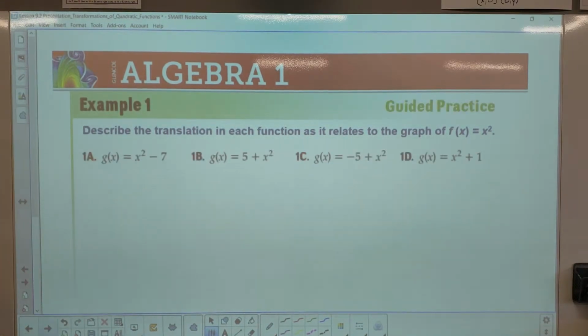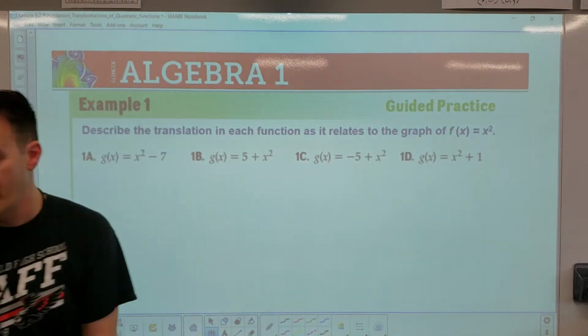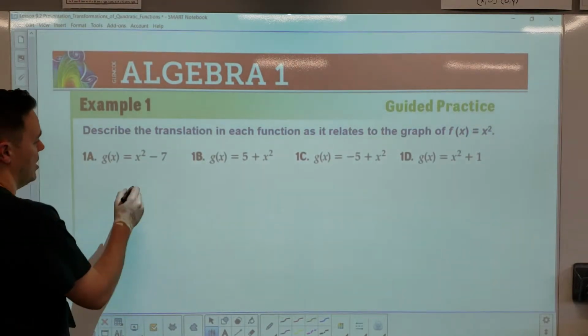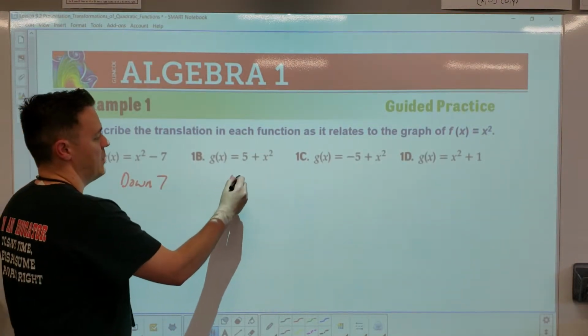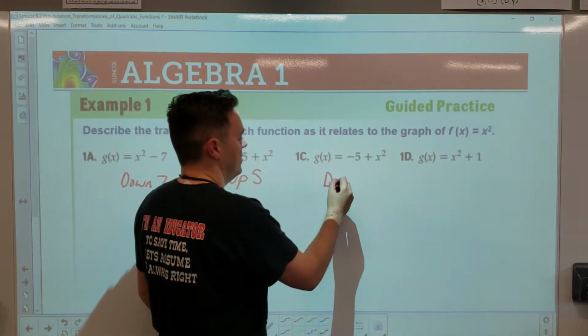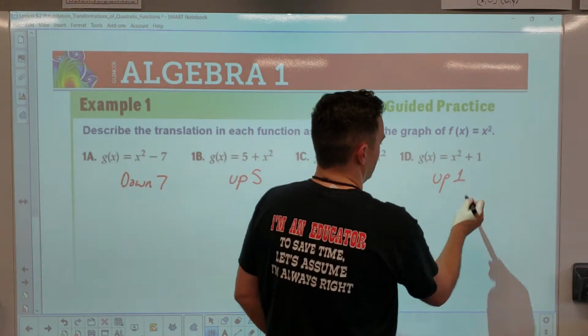Then we go forward, and on the guided practice, you figure out which way it goes. You just tell me which way it goes. This is going to go down 7. This would be up 5. This is going to be down 5. And up 1.